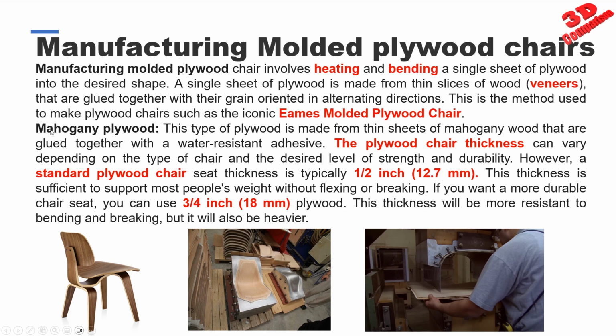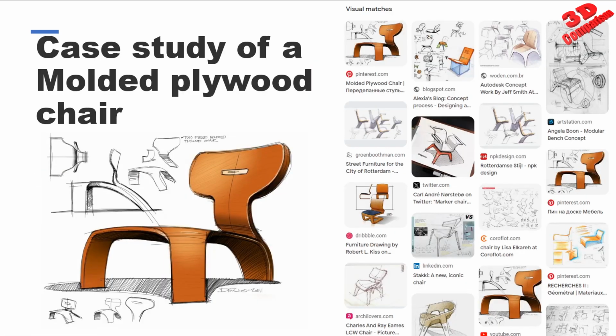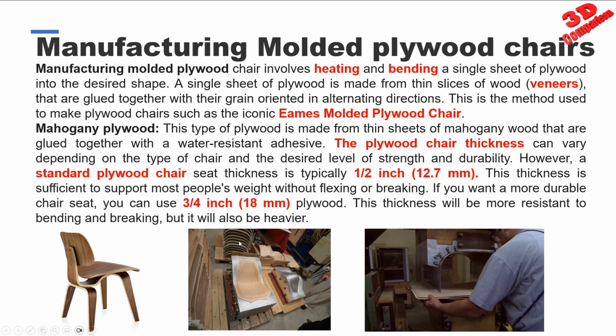Now, for the mahogany plywood, this is a type of plywood that is made from thin sheets of mahogany wood, and they are glued together with a water-resistant adhesive. What's important is that their thickness can vary. So I decided to add this when we are going to discuss this sketch regarding a plywood, because we have the overall dimensions of the chair, but also the thickness, so how thick that sheet of plywood will be.